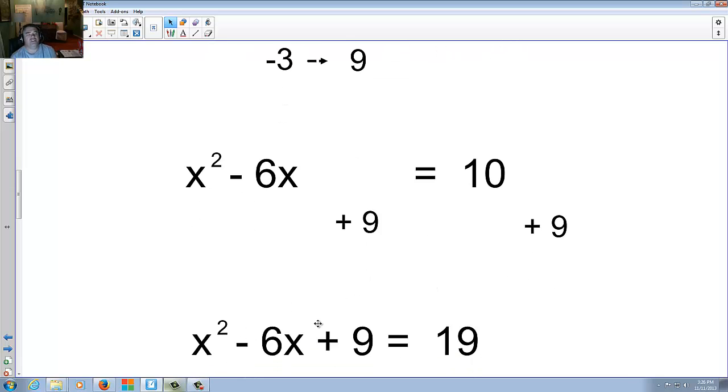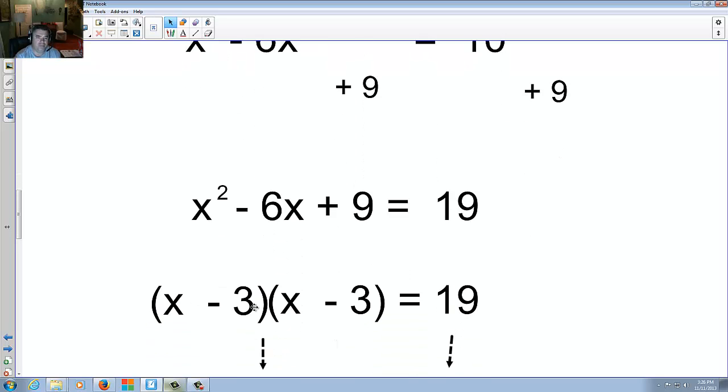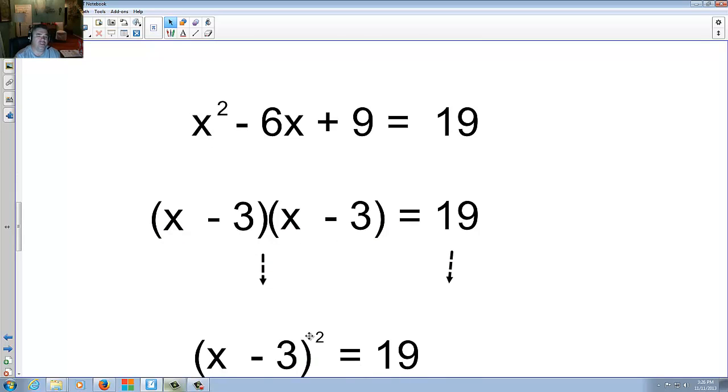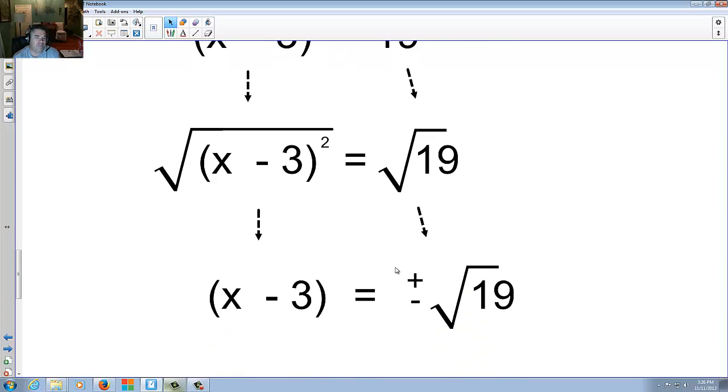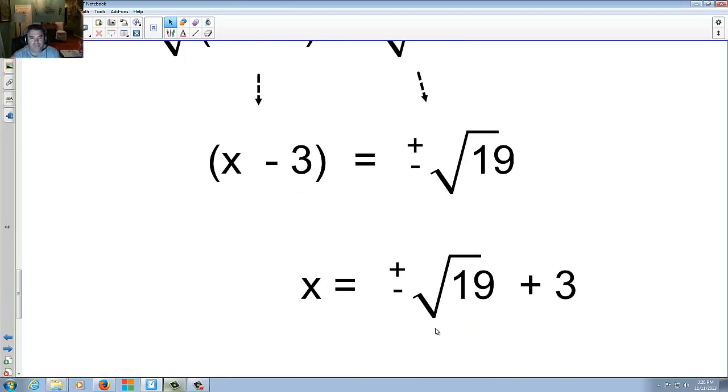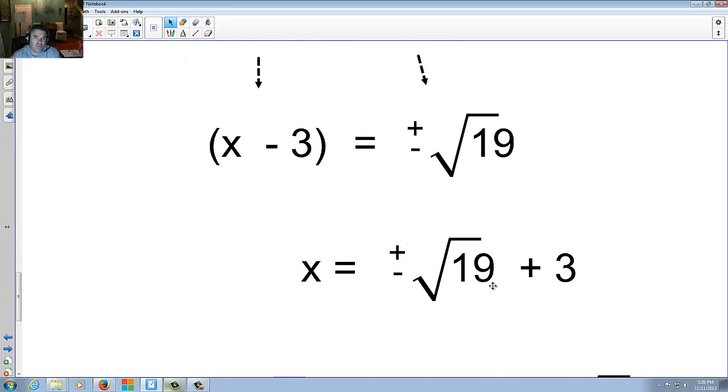Now, split this into two equal binomials, two perfect squares, x minus 3 and x minus 3, which is going to become x minus 3 squared equals 19 still. Root. The root and the square cancel, leaving x minus 3. The root of 19 is positive or negative square root of 19. All you have to do to finish, instead of minus 3, add 3 here, add 3 here. This time I have the square root in front, so either or. Plus or minus square root of 19 plus 3.